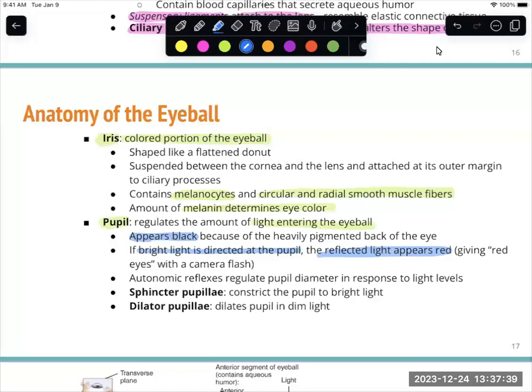The two muscles within the iris that change the size of the pupil, we've got sphincter pupillae, which is going to constrict. Think of a sphincter as small and tight. So it's going to constrict when you're in bright sunlight or bright light. Dilator pupillae dilates. So when it's darker, your pupils usually are larger to allow more light to enter so you can see better. When it's so bright outside, those pupils constrict because you don't need as much light going in.